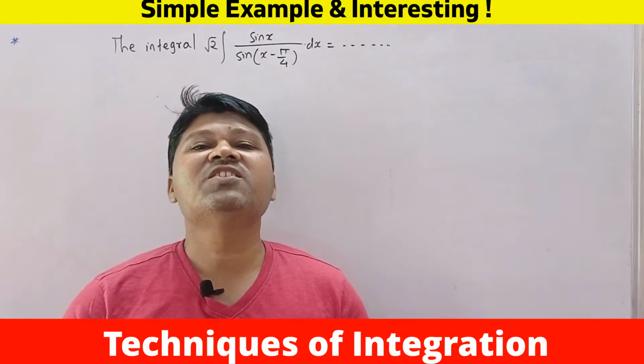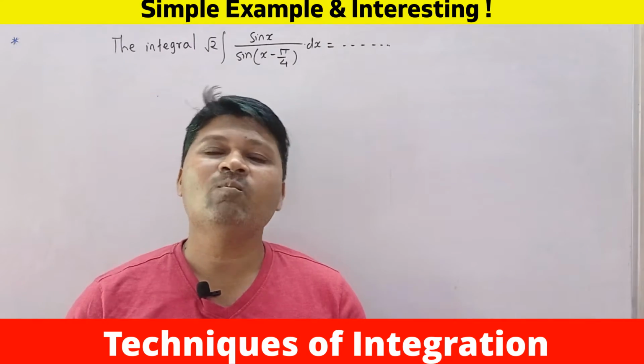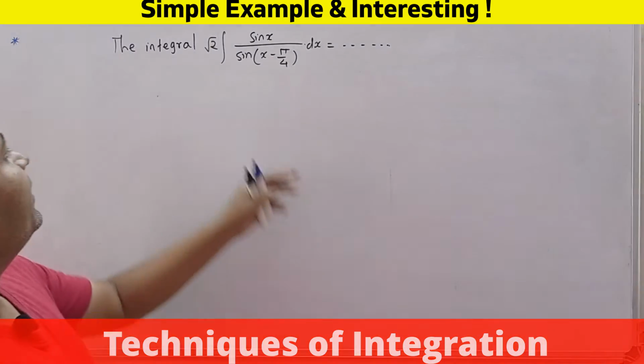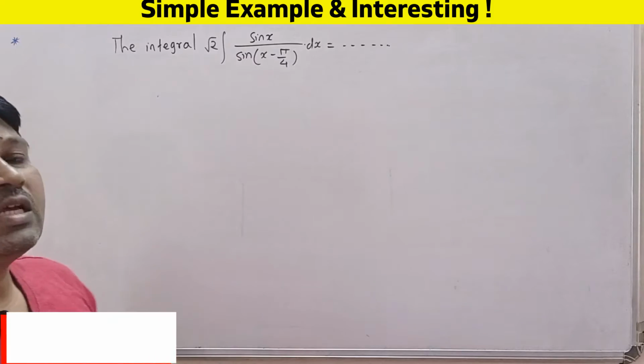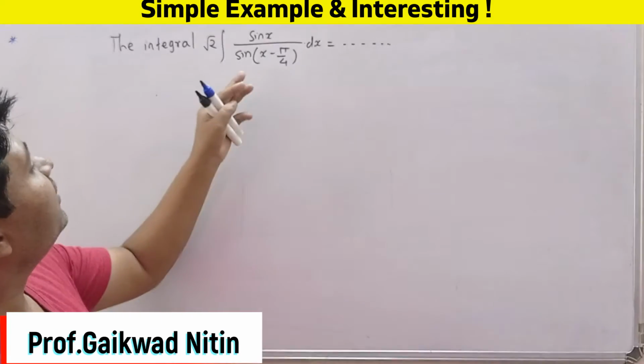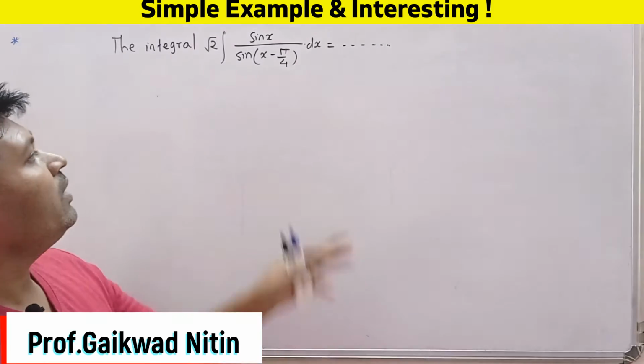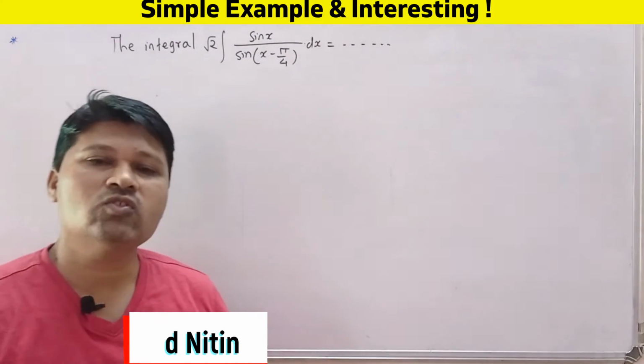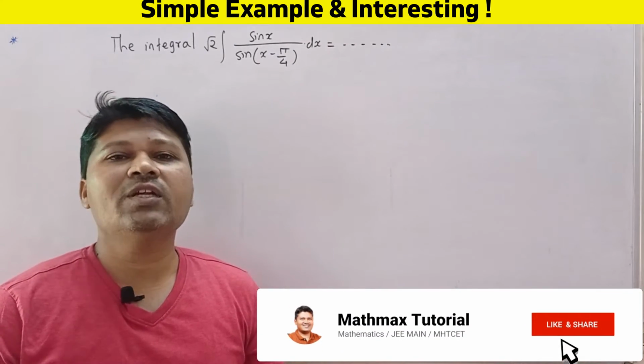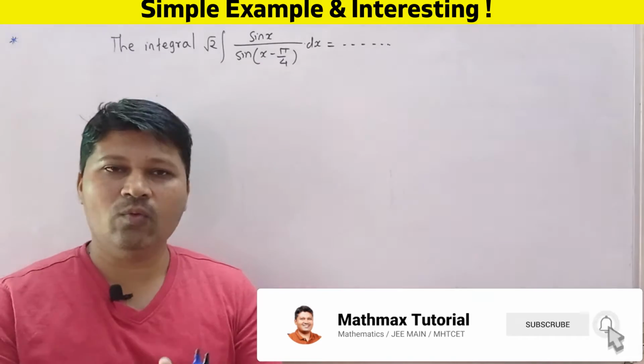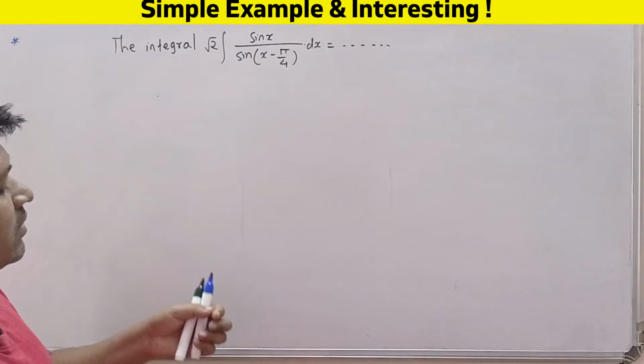Today we have a simple example on integration: root 2 integration of sin x divided by sin(x minus pi by 4) dx, and what is the exact solution. To watch the simple solution, watch the video till the end. Okay, now let's start and solve this equation.